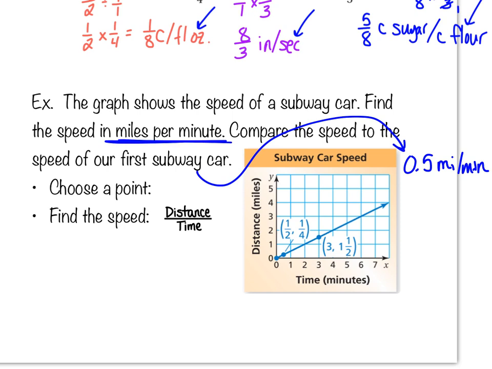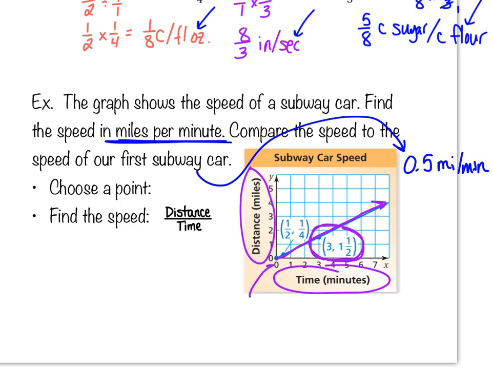So to do this, it's kind of interesting. They give us this nice little chart that says distance on the y-axis here, and time in minutes on the x-axis, and you can see as time is going on, the distance is increasing. You can see the line going uphill here. So we can pick any point that's on the line to find our speed of the subway car, and they give us 2 useful ones, I should say.